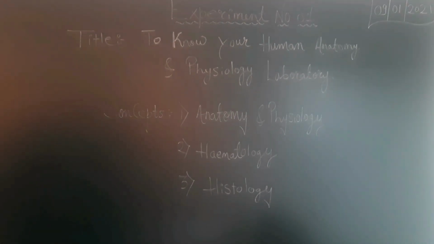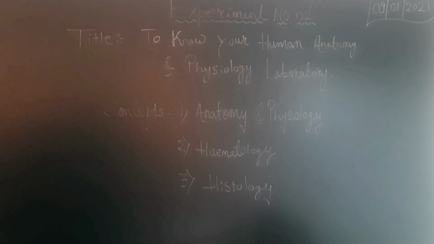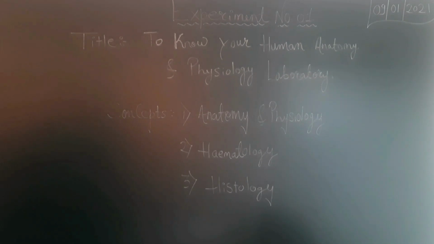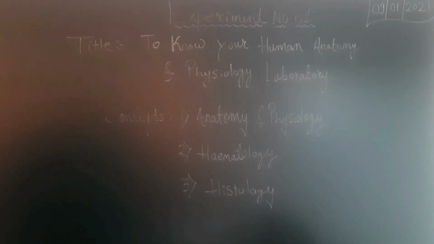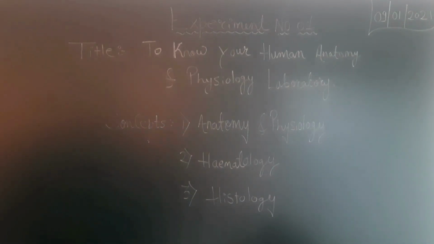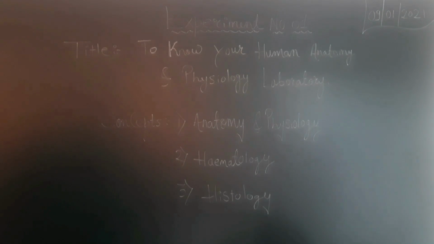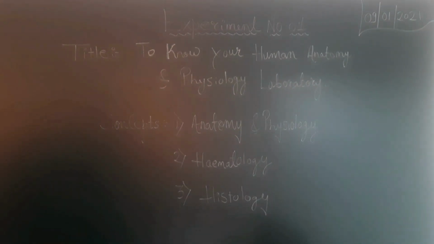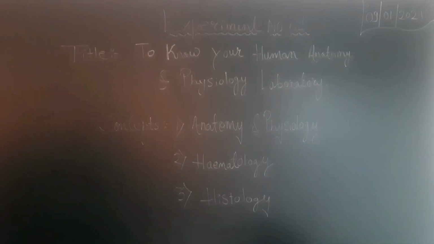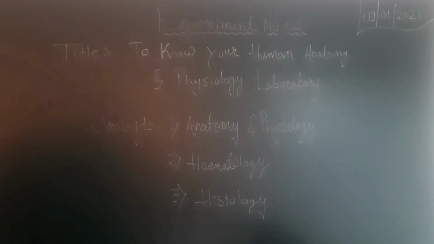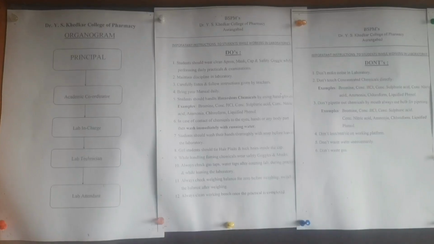Next is hematology. Hematology is the study of blood, its composition and function, along with its variations and their causes. Finally, histology is the study of tissues. You all know histology is the study of tissues. In theory chapter number 2, we are also dealing with histology. We are studying different kinds of tissue. You know it very well.